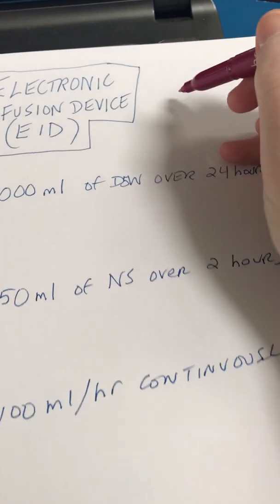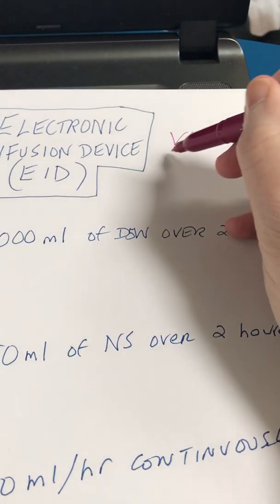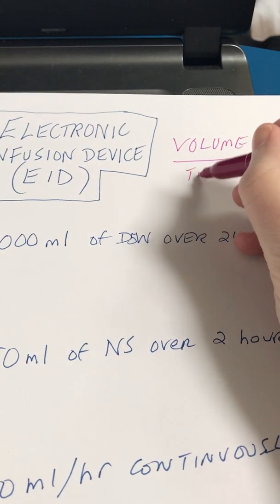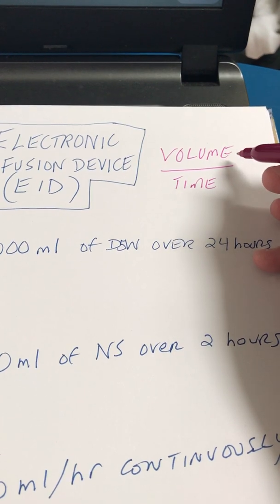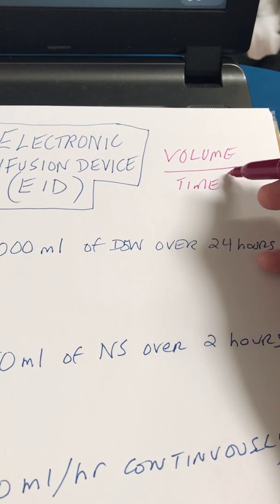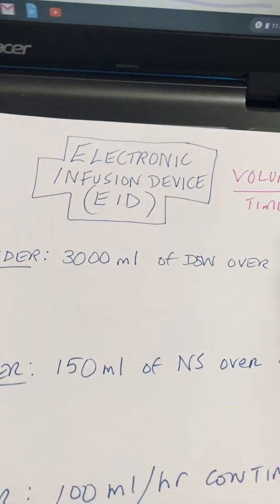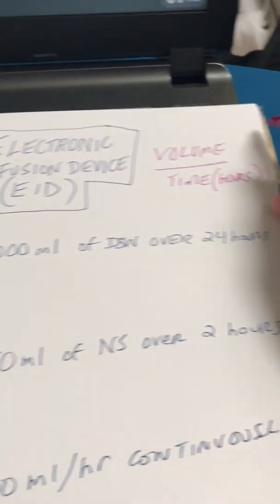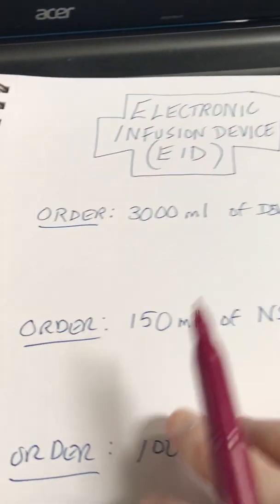It's all about volume over time. So if you remember that, we said volume over time with gravity infusions. With pump infusions or electronic infusion devices, it's volume over time, and it's always hours, because that's how the pump's set. It's milliliters per hour. All right, so that's what we're going to end with always.